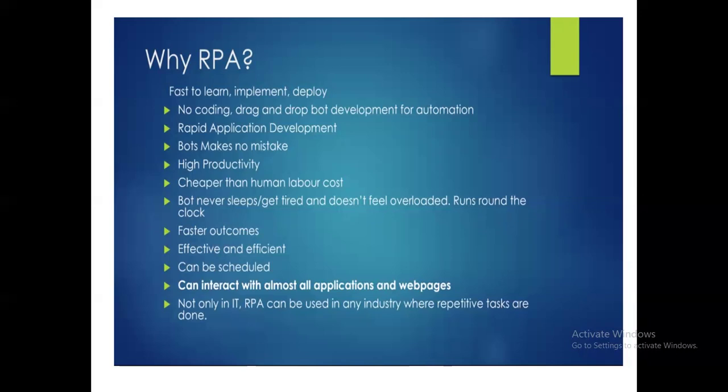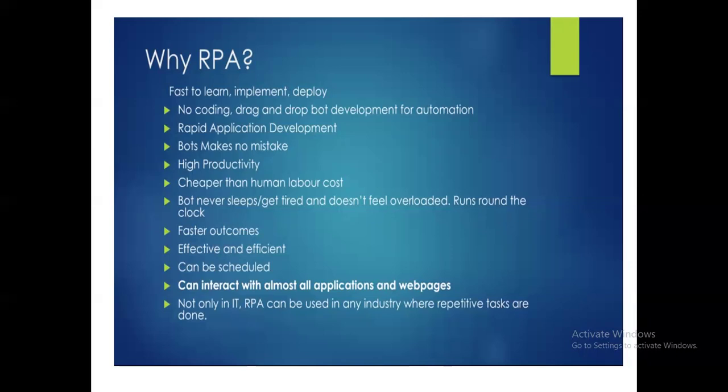As I explained, it gives high productivity. Cheaper than human labor. It works 24/7, as I have explained. Outcome is very much faster. Working is effective and efficient. It can be scheduled. The older automation also can be scheduled, but here you will get more options of scheduling.